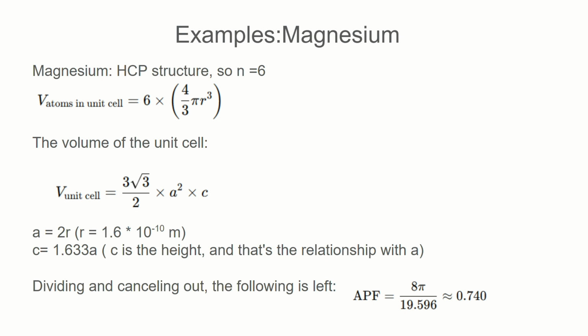Looking at magnesium, it is an HCP structure, as determined earlier, so N equals 6. This time the volume of the unit cell is given by this formula. a equals 2R is a relationship. c equals 1.633a is another relationship, where c is the height. In dividing and canceling out, you're left with APF equals 8 pi over 19.596, which gets you 0.74.